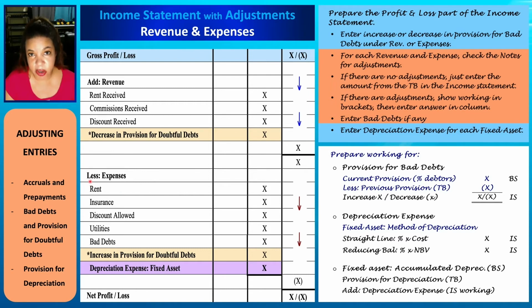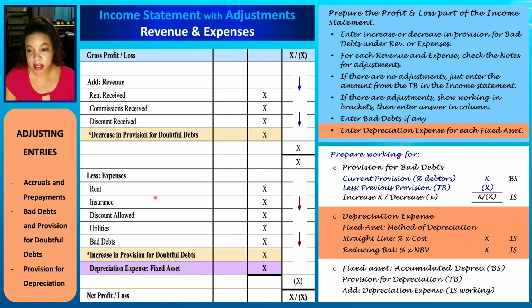You identify your expense, you check in the notes or additional information. If there's an accrual, you add it to the amount in the trial balance. If there's a prepayment, you less it. Remember, sometimes they give you the incurred. That is what will go in the income statement. If they simply tell you what is the incurred, just put that figure in the income statement. Or if they tell you a monthly amount and you have to work it out for the year, multiply that by 12. I suggest strongly you put the workings in the brackets, just like adding accruals and lessing prepayments.